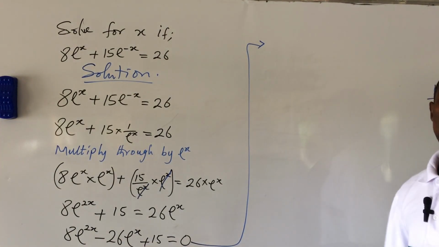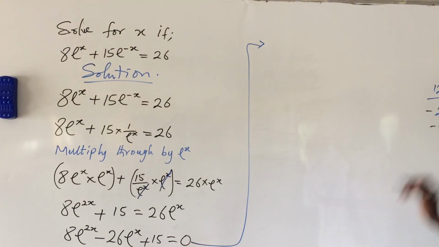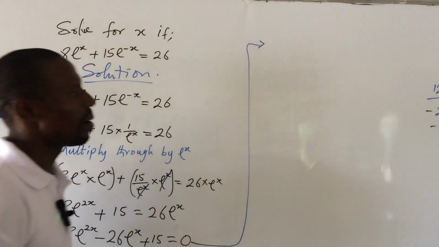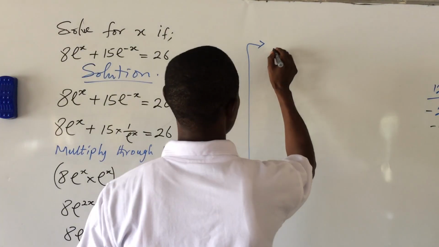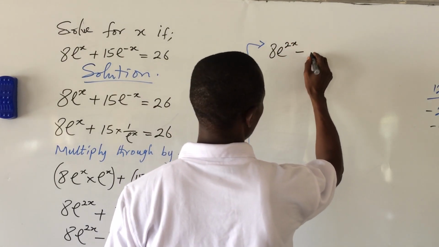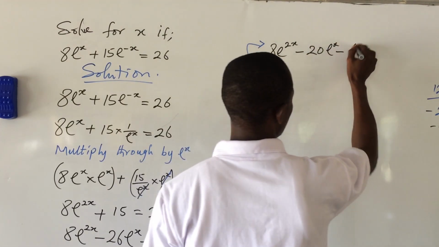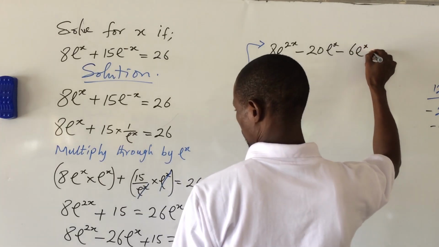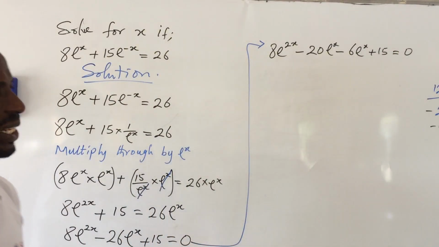But let's look at the signs. What will be the signs? 20 will take a minus sign, which is a negative sign, and 6 will take a negative sign. So we are having minus 20 and minus 6. We bring that into this place, which is the middle term here. So if we write this, this will now give us 8 exponential 2x minus 20 exponential x minus 6 exponential x plus 15 equal to 0.